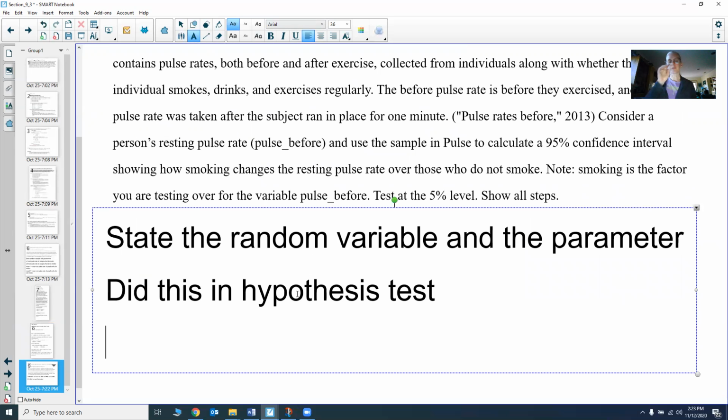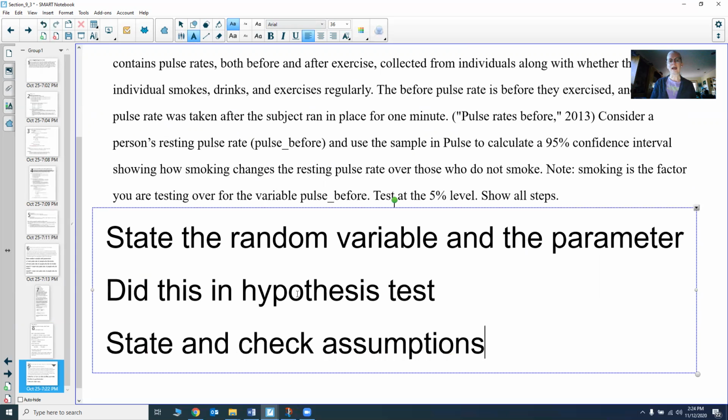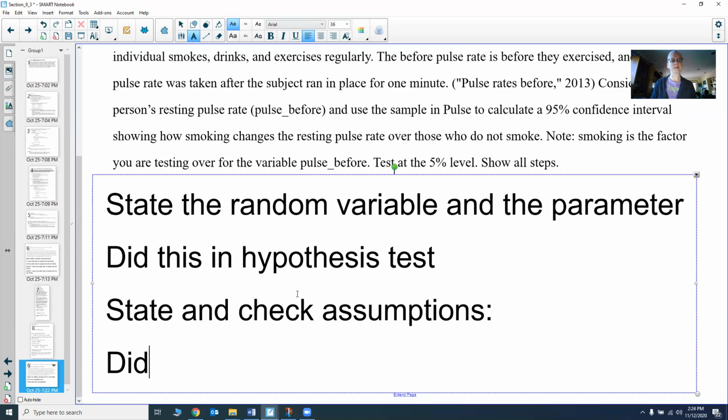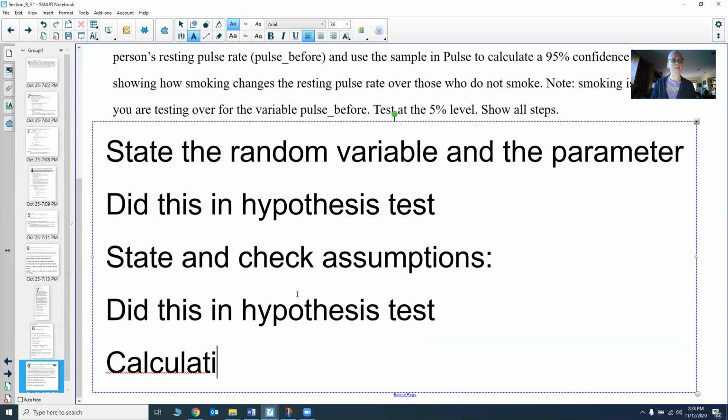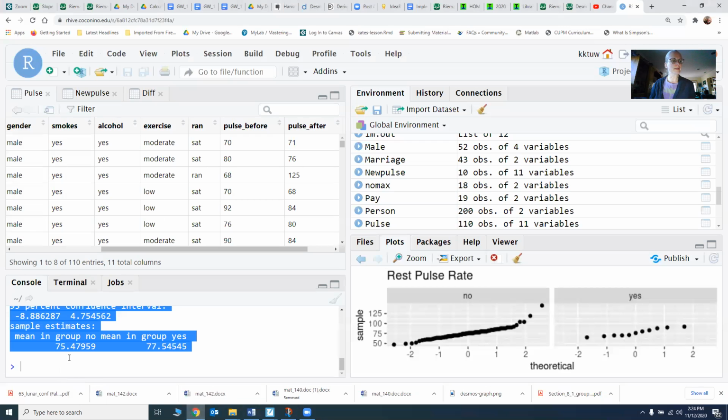There are no hypothesis tests. There's no hypotheses here. So we're going to go straight to the state and check the assumptions. Again, if you haven't done a hypothesis test, you would do them here. But since we did it, I don't need to do it here. And then we get to our calculations. We pretty much did them already too. I'm going to go back into RStudio and show you that we already did them.